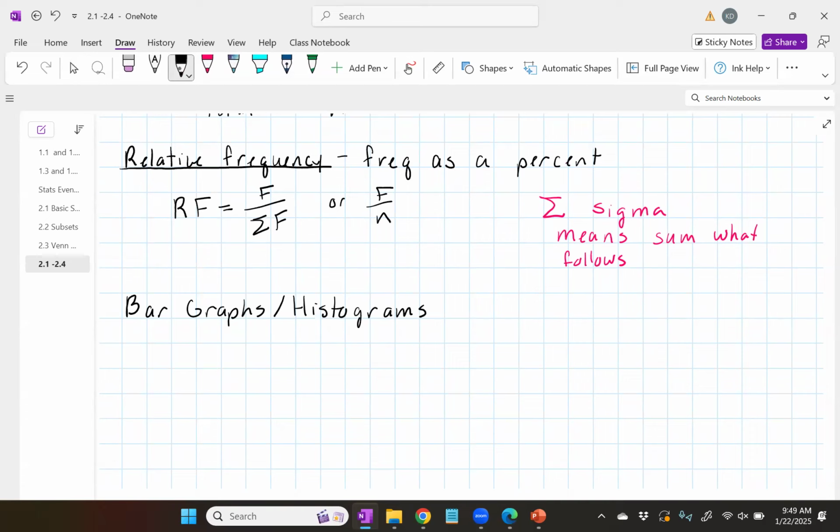And the last thing I'm going to introduce, and then we'll play with some data, is our bar graphs, or we also call them histograms. I think in the qualitative, we call them bar graphs, and then in the quantitative, we call them histograms. It's the same thing. Has anybody not seen a bar graph in their life? Cool.